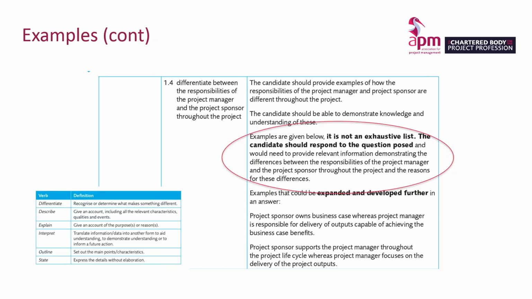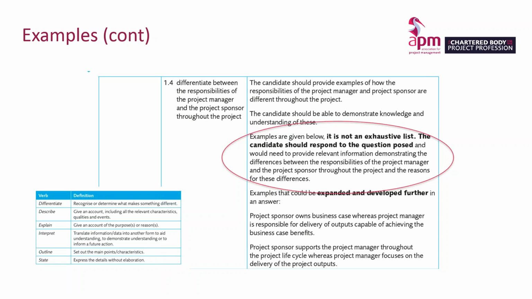So if we look at the command verb for differentiate, it's about recognising or determining what makes something different. So it's the what it is that makes it different and why it's different that is the key element of that command verb. There are some examples given in the indicative content around the project sponsor owning the business case, whereas the project manager is responsible for delivery of outputs. That would need to be expanded further around the reasons for those differences as well, and that would relate to the role that the individuals would potentially have within the project.